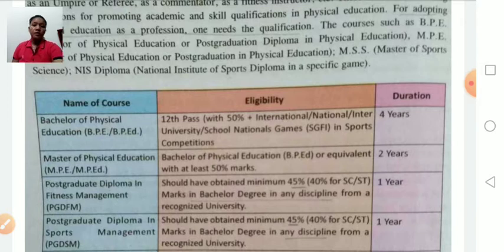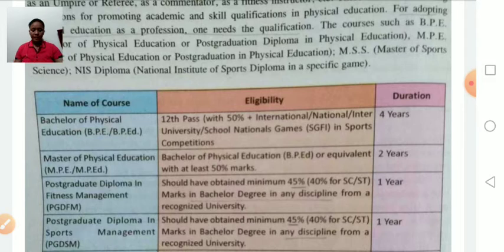For doing BPEd, you can do it after 12 pass with a minimum of 50%, and you should have participated in internationals, nationals, or inter-university, school national games in sports competition, and it is of 4-year duration.